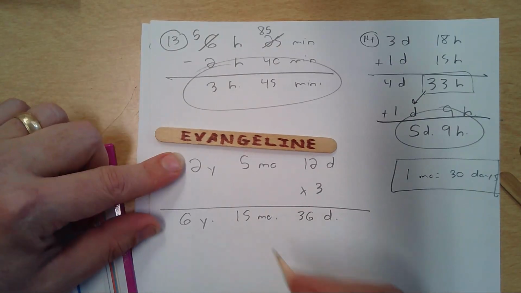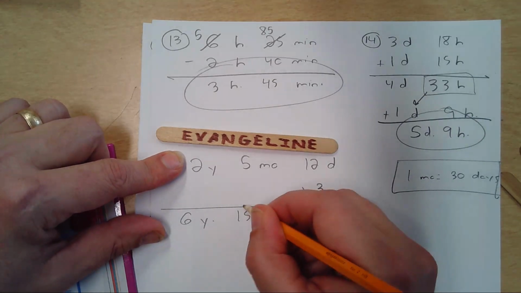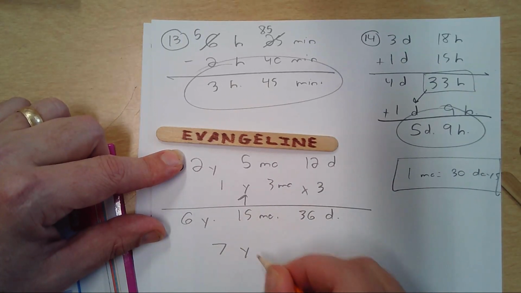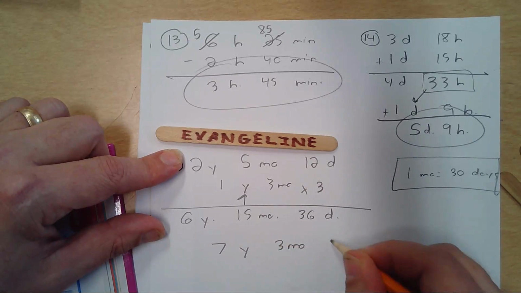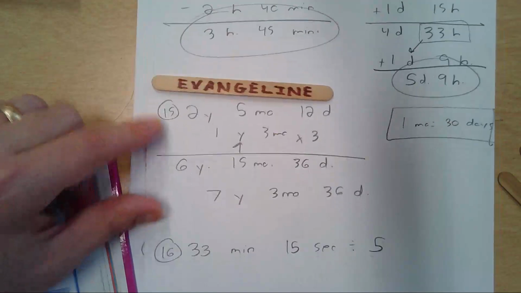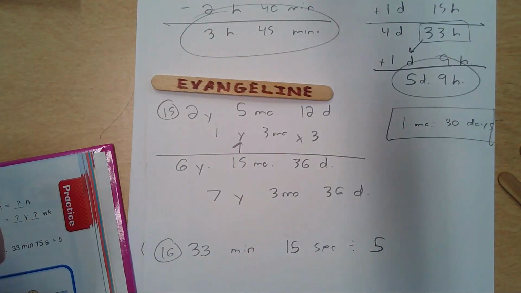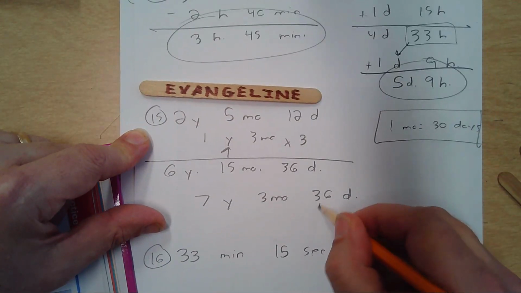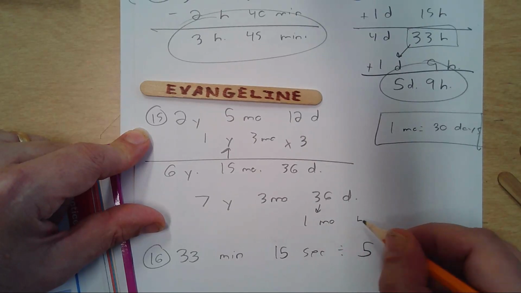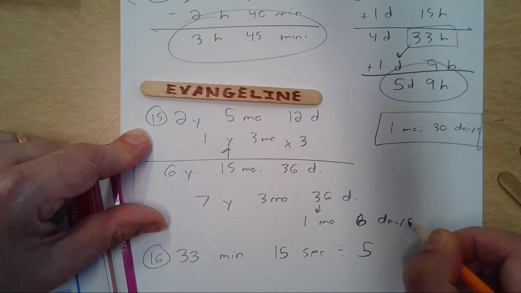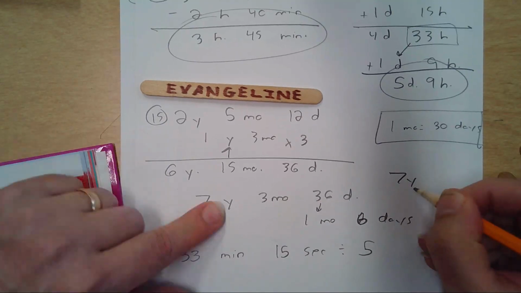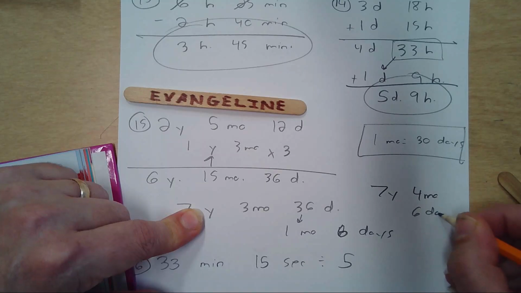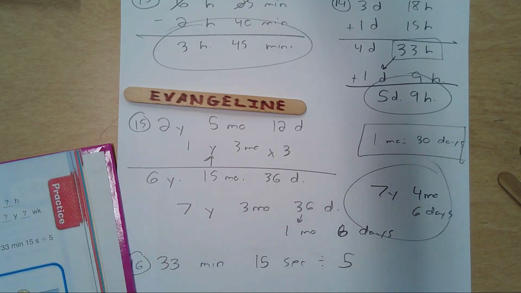So that would be 7 years and 3 months. Right, so 15 months is the same as 1 year, 3 months. So add that together. Now I'm up to 7 years, 3 months, and still got the 36 days. And then that turns into 7 years, 4 months, and 6 days. Right, so 30 months, so subtract the 30. That is the same as 1 month, 6 days. So 7 years, not changed, 3 months plus 1 month, 4 months, and then what's left over? 6 days. 7 years, 4 months, 6 days.